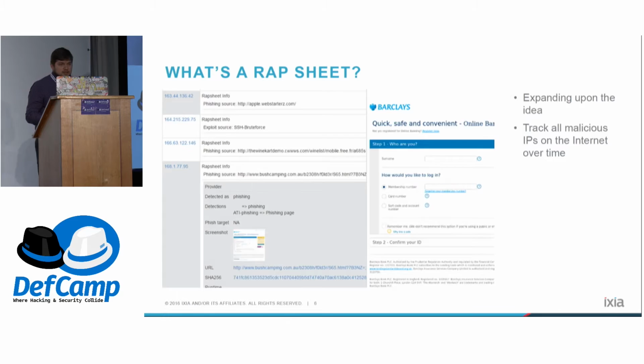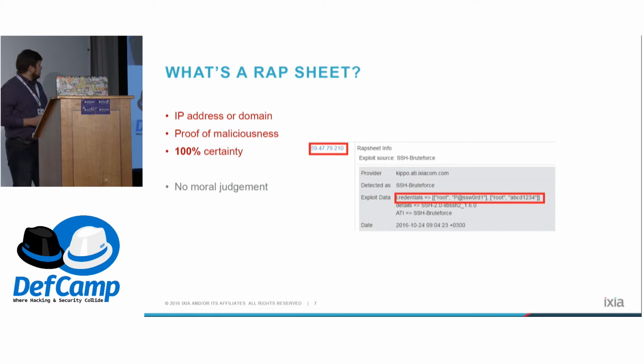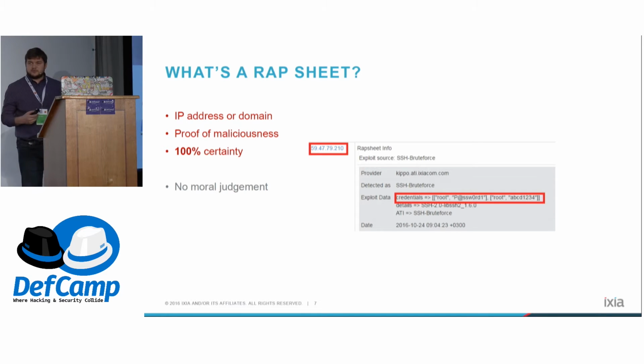Okay, so to summarize, a rap sheet is information related to an IP address or domain, which contains proof of maliciousness at different moments in time, and for which we offer 100% certainty. This is an internal objective that we have to respect all the time. You have another example rap sheet. It's an IP address which tries to connect to one of our SSH honeypots using commonly used credentials.